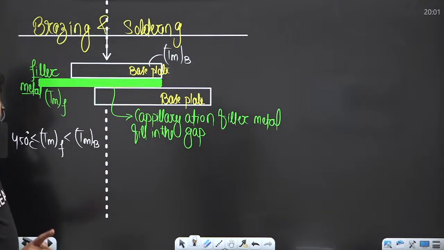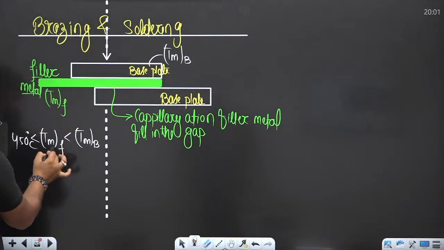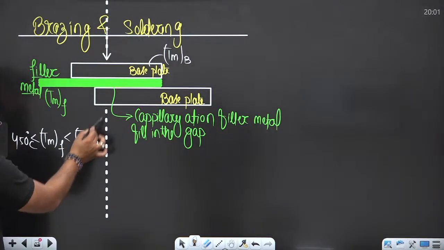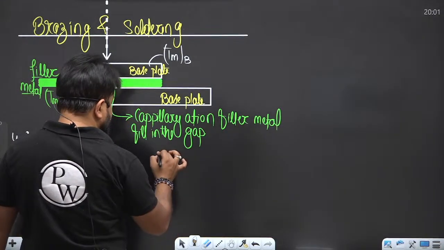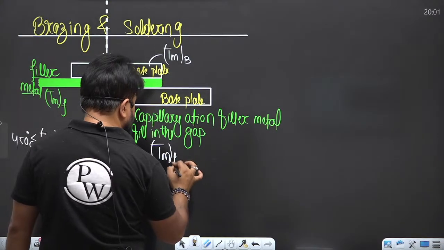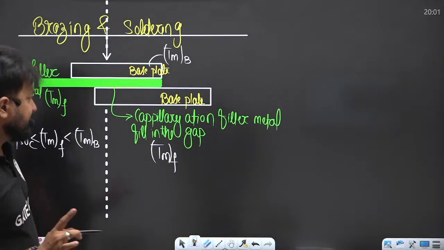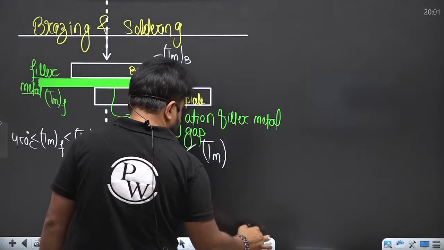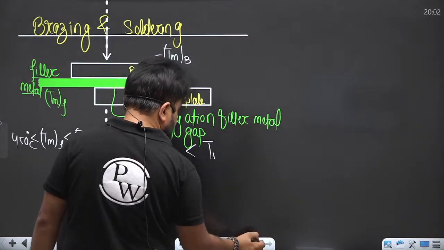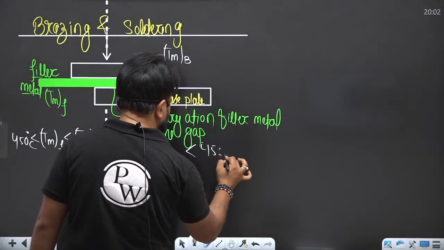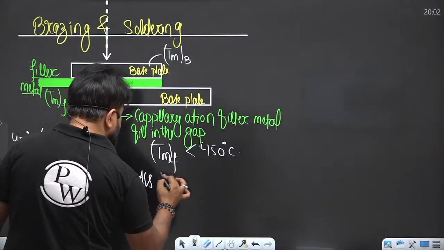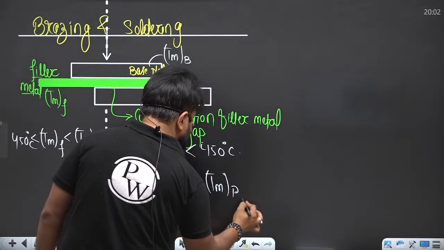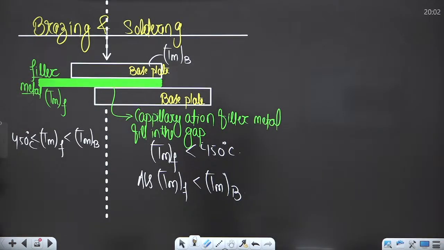In soldering, the filler metal melting temperature is less than 450 degrees Celsius, and also less than the melting temperature of the base plate. This is basically the difference.